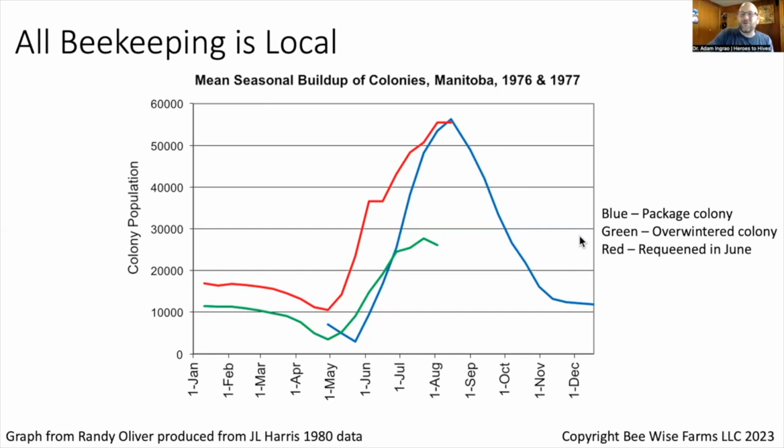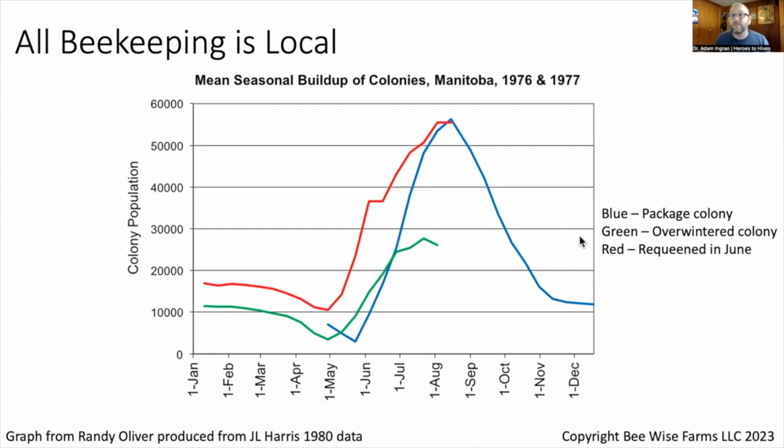So a little bit of background. I'm originally from Southern California. That's where I started beekeeping. Beekeeping in California is very different than beekeeping in Michigan, where I live now. And the reason why it's so different is because of the climate.